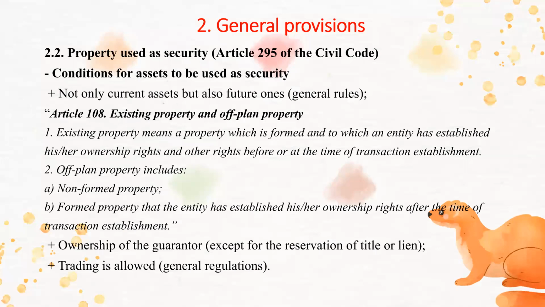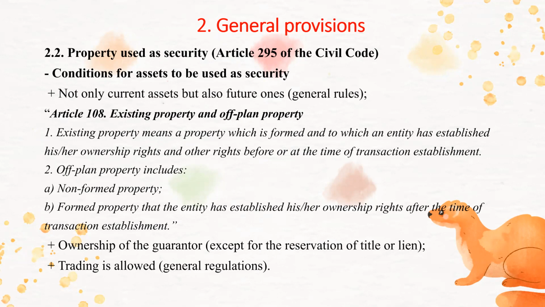Property used as security, Article 295 of the Civil Code. Conditions for an asset to be used as security: not only current assets, but also future ones. Article 108, existing property and future property. Existing property means property which is formed and to which an entity has established its ownership right and other rights before or at the time of transaction establishment. Future property includes non-formed property, and formed property that the entity established ownership of after the time of transaction establishment.